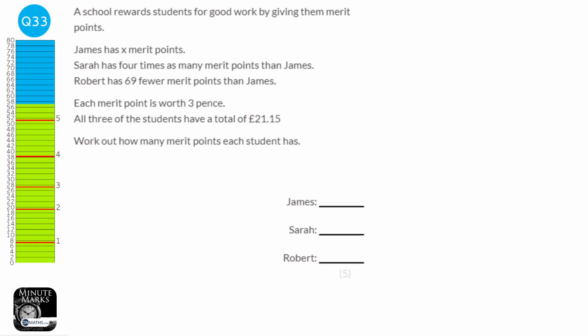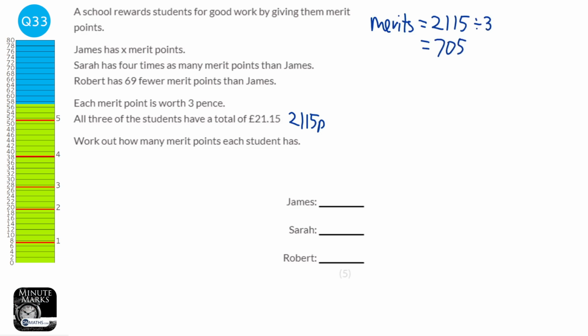There's a lot going on with this question, so I'm going to start off by having a look at the total amount of money. I'm going to do this in pence, so 2,115 pence. And if each merit point is worth 3 pence, then we can work out the number of merit points by doing 2,115 divided by 3. That gives us 705. So there's 705 merit points.